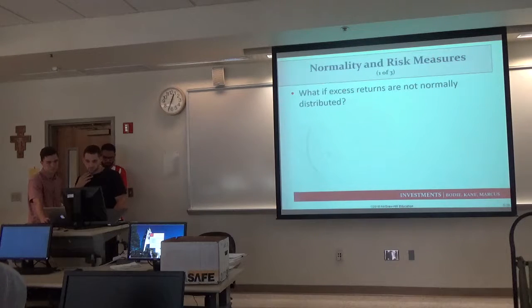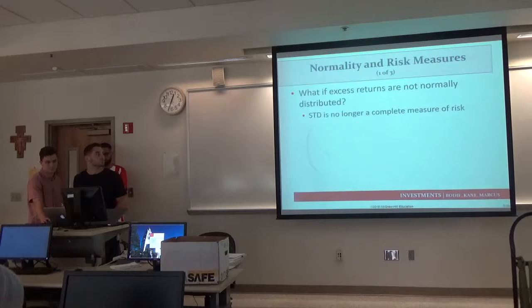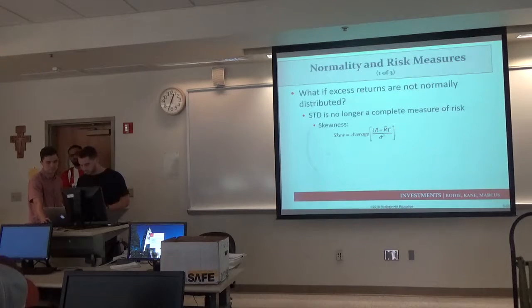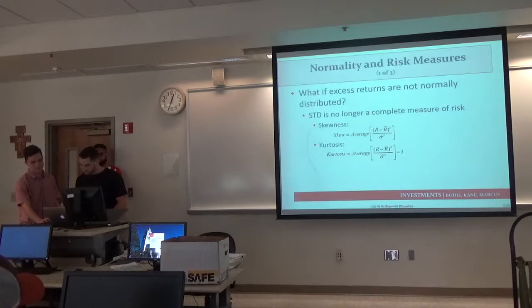So now we're talking about normality and risk measures. If excess returns are not normally distributed, the standard deviation is no longer a complete measure of risk. Skew and kurtosis change up the formula. The skew formula should show up. That's a skew formula for the average, and then kurtosis. Skew is the average of cubed deviations from the sample average, also called the third moment. And then kurtosis calculates the likelihood of extreme values on either side of the mean.